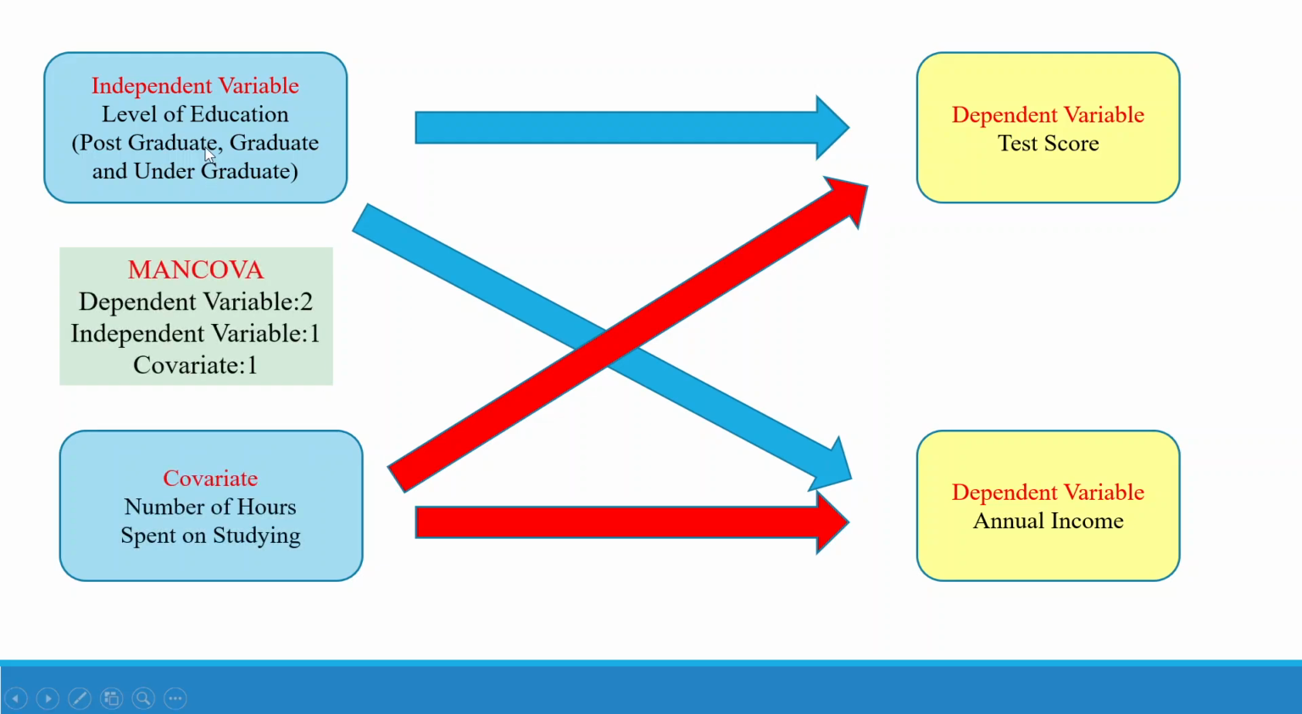Mancova: one independent variable, two dependent variables, and one covariate. So dependent variables are 2, independent variable is 1, covariate 1. To study the effect of level of education on test score and annual income, controlling the effect of number of hours spent on study.